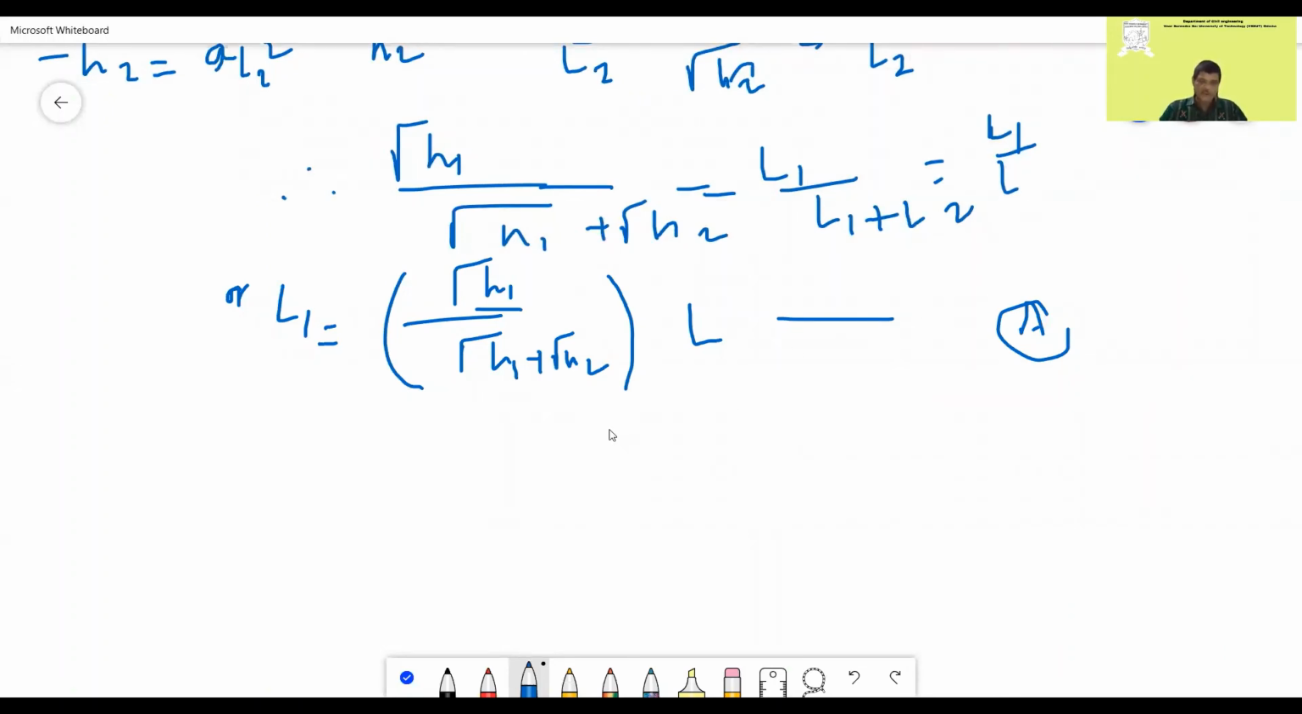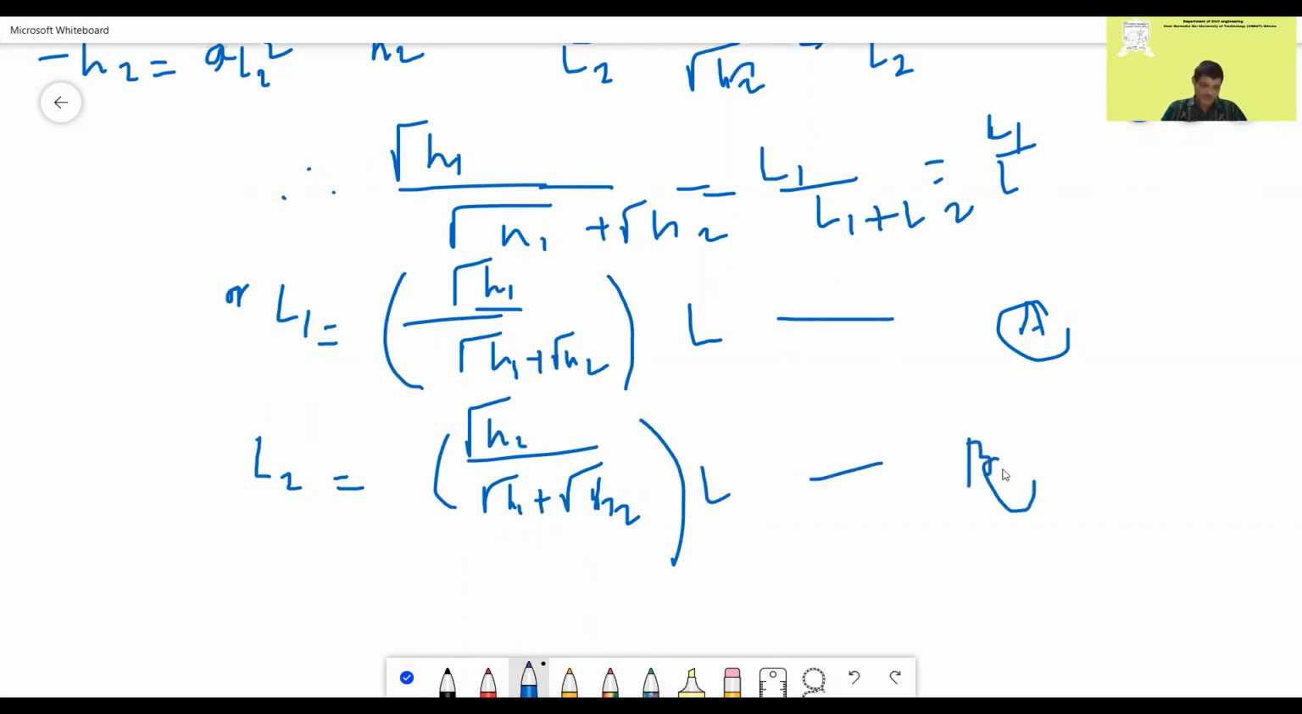Now similarly, you can find the value of L2. What is L2? L2 will be equal to root over H2 by root over H1 plus root over H2, into L. So these are very small problems, and from this equation you can find it.